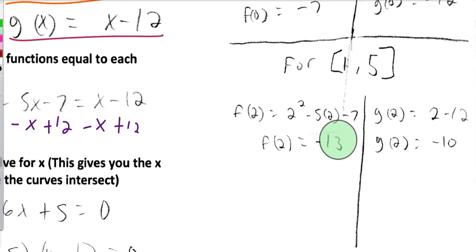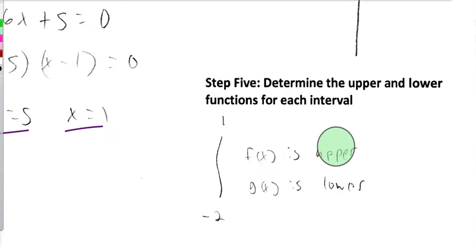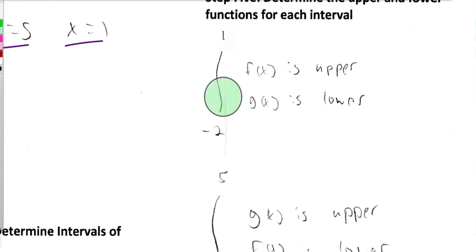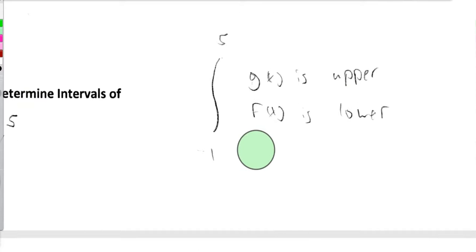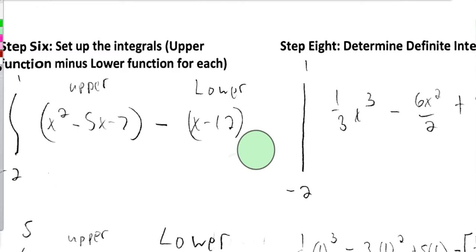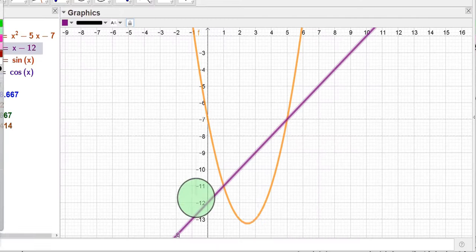G of 2 is bigger than f of 2, which is -13. So that tells me for my first interval, f of x is the upper function, g of x is the lower, and then it switches from 1 to 5. If you do it this way, you don't need to worry about taking the absolute value, because you are subtracting the bigger minus the smaller for each, and the area will take care of itself. You'll never get a negative area back.